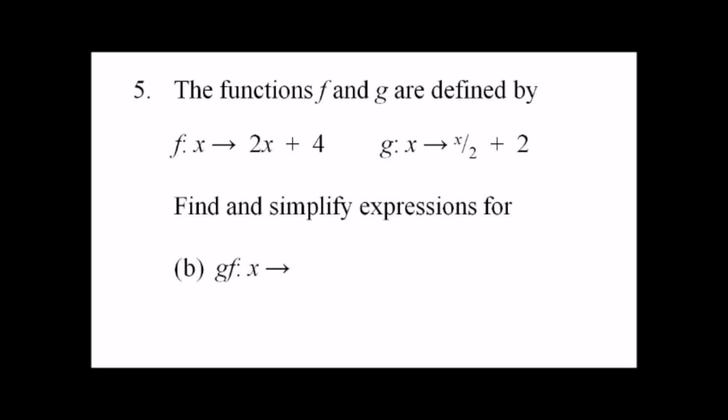5b, find and simplify expressions for gf of x. So again, a composite function. So find f of x, which is 2x plus 4. Substitute that into g of x. The whole thing, 2x plus 4, where we see x, you plug that in for x and then work it. And whatever expression you simplify it down to, that would be your answer for gf of x. So a lot of algebra to do.